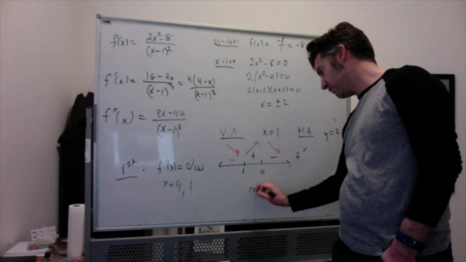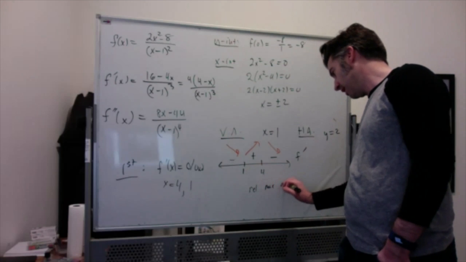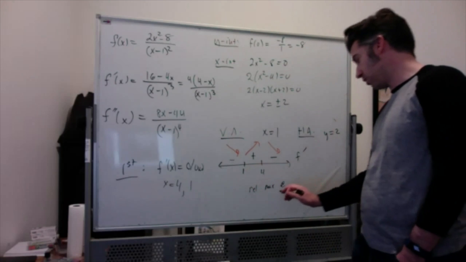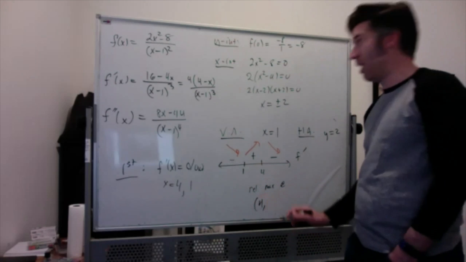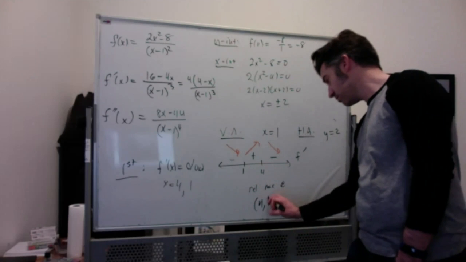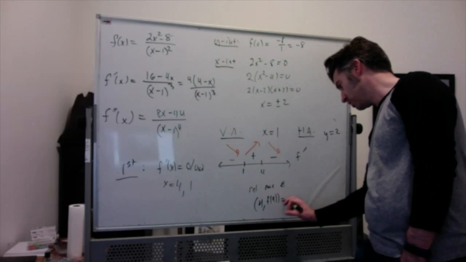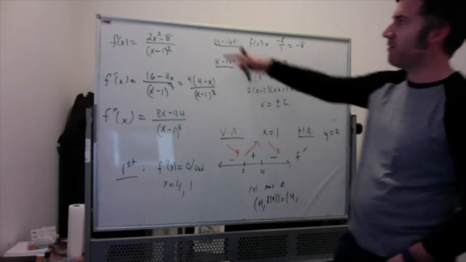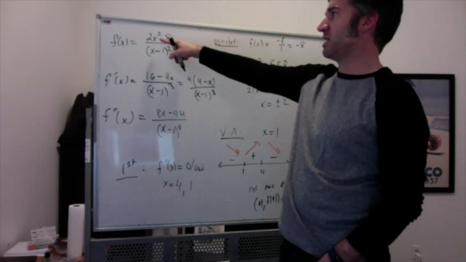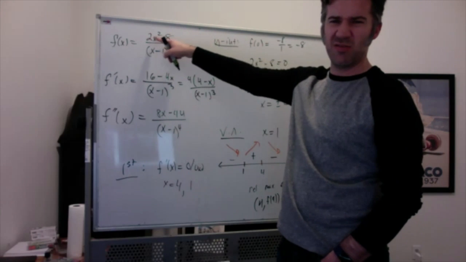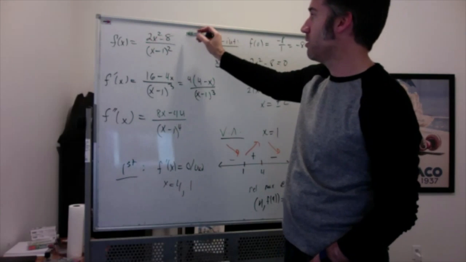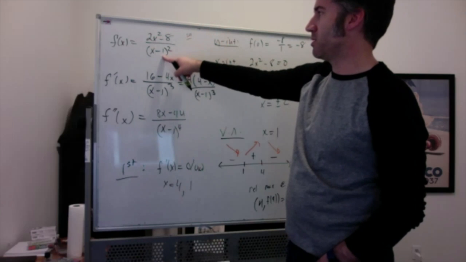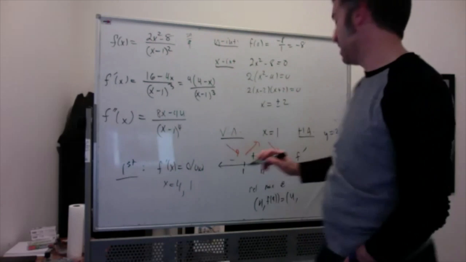So relative maximum at x equal to 4, and y is f of 4, which is 4 comma. If I plug in 4 here, I get 16 times 2 is 32 minus 8 is 24 over 4 minus 1 is 3 squared is 9. 24 over 9 is 8/3.